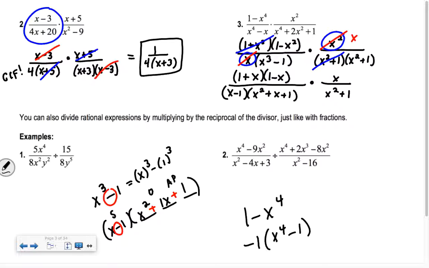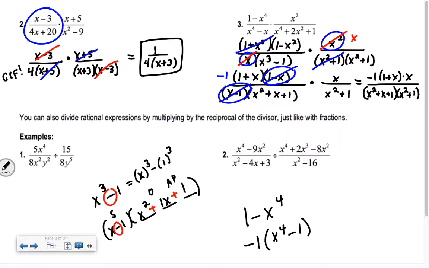So is there anything else that reduces out? Yeah, the x minus 1 and the 1 minus x. And what do I write when I reduce those out? Yeah, that's where I get that negative 1. So I cancel, and I'm going to gain a negative 1 through that. So your final form is negative 1 times 1 plus x times x all over x squared plus x plus 1 times x squared plus 1. Not very simplified, is it?